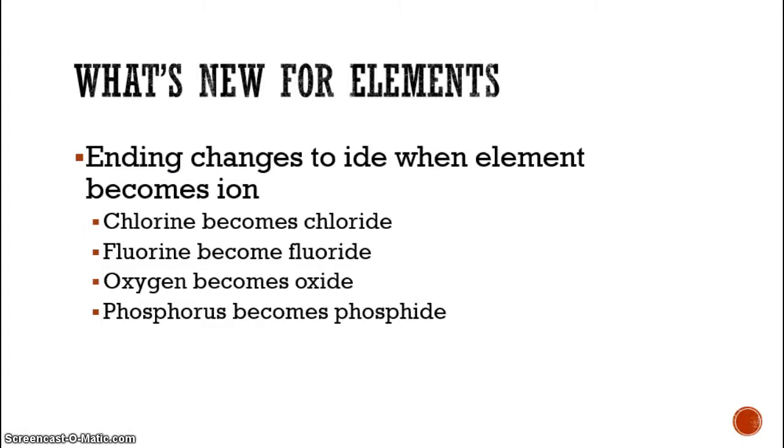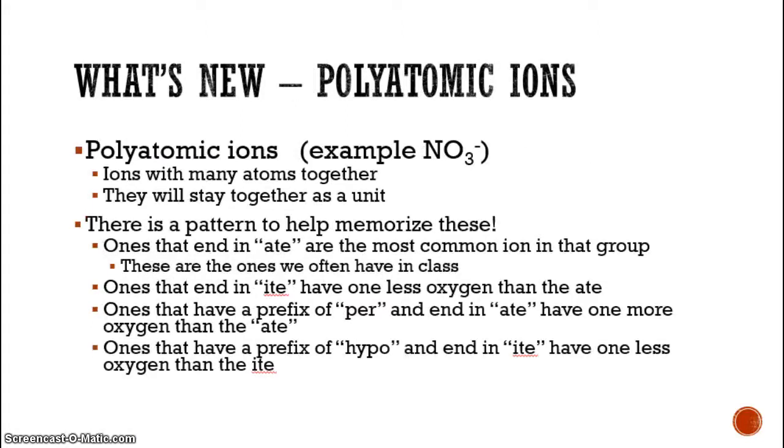You may have noticed something else new, and that's something called a polyatomic ion. Poly meaning many, so more than one element together to make this ion. Polyatomic ions, ions with many atoms together, are going to stay together as a unit, which is going to be very important as we name compounds. So you might have seen this on the chart. NO3 minus is a polyatomic ion and its name is nitrate.